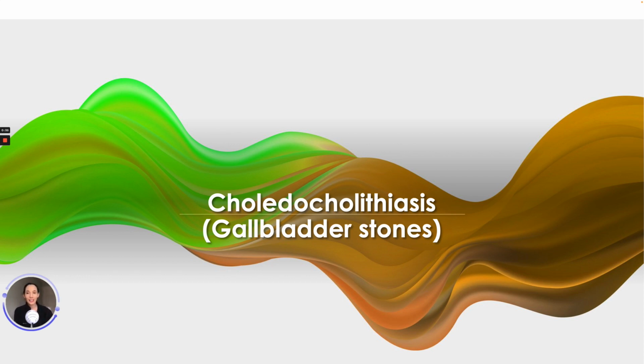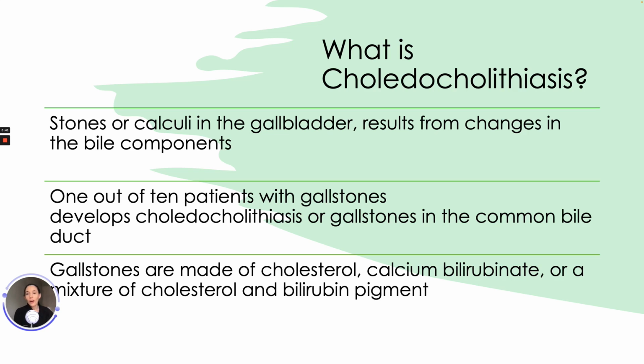But let's get into this. So, gallbladder stones. What are these? They are stones or calculi in the gallbladder that result from changes in bile components. 1 out of 10 patients with gallstones develop them in the common bile duct, and gallstones are made of cholesterol, calcium, bilirubinate, or a mixture of both.